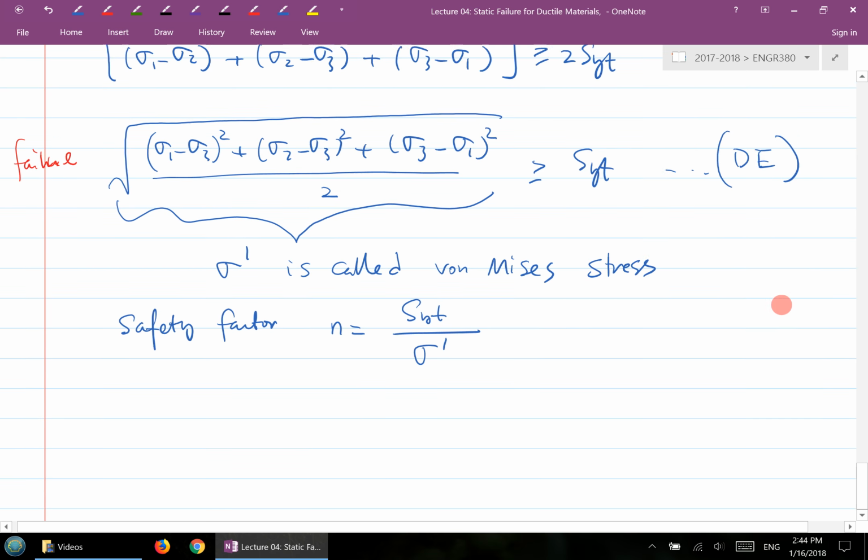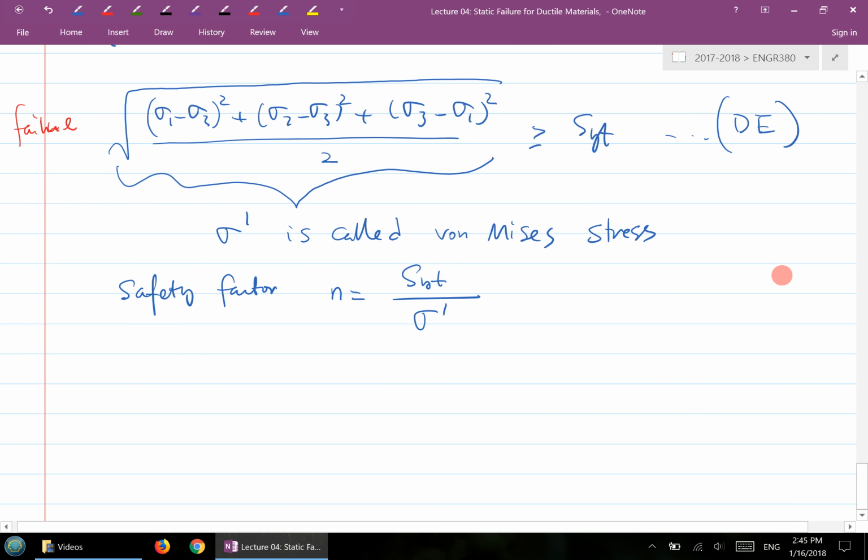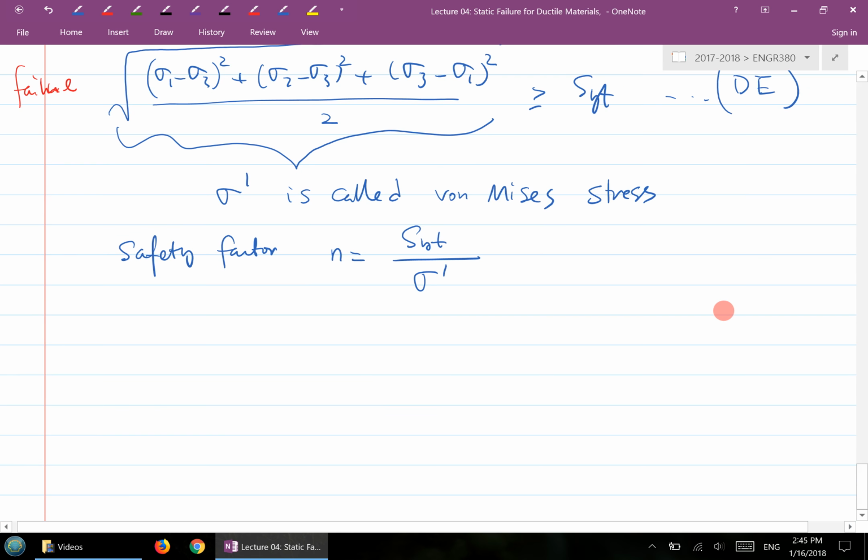Now let's look at just maybe a couple of comments here. Before we look at an example, remember the one written here is a general formula. For 3D, you have 3 principal normal stresses. But in reality, most of the cases are always a planar state of stress. So maybe we should look at what the DE theory would look like for just the plane state of stress.